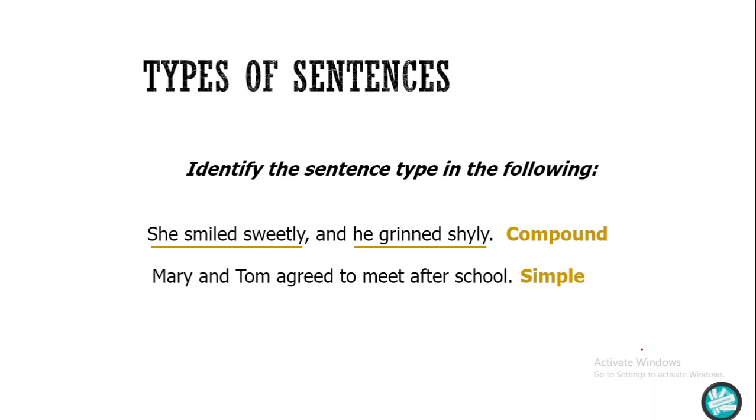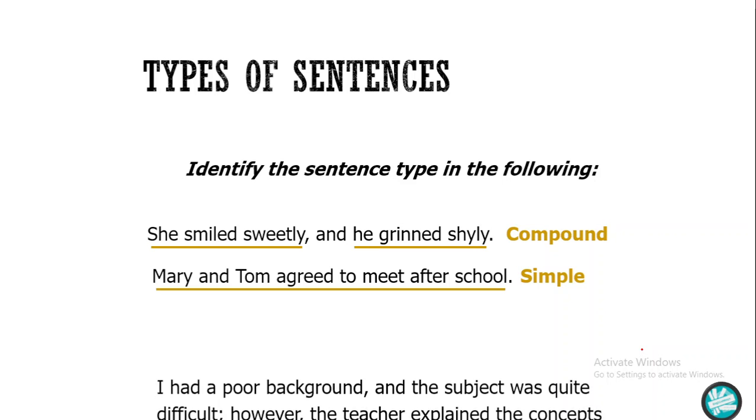And Mary and Tom agreed to meet after school. That's a simple sentence. Why? Because Mary and Tom agreed. Agreed on what? To meet after school. It has only one main clause.